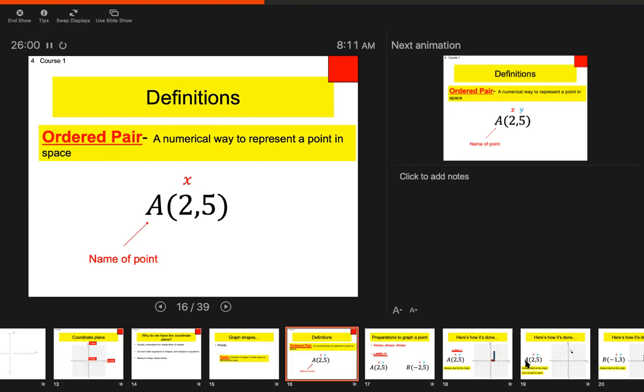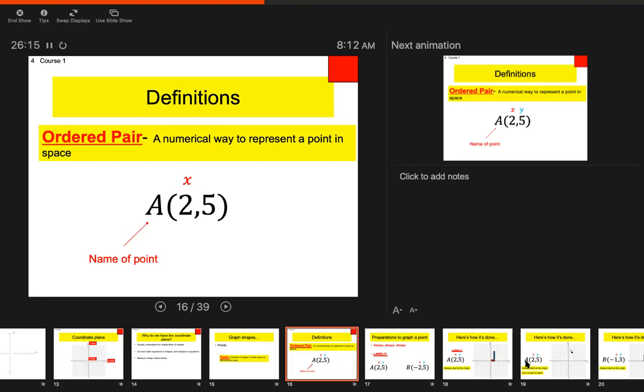Think of a number line. Where are the positive numbers? They're always to the right. Where are the negative numbers? Always to the left. These numbers are not ordered in the sense of least to greatest. They're always in an X.